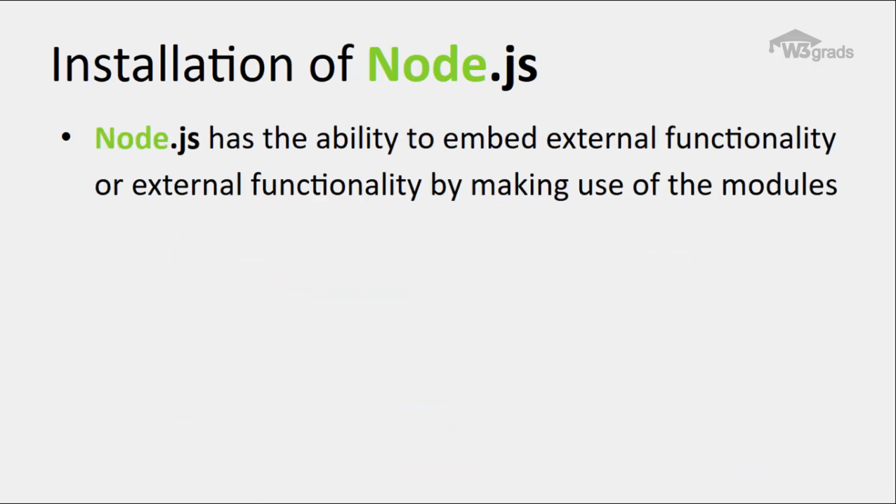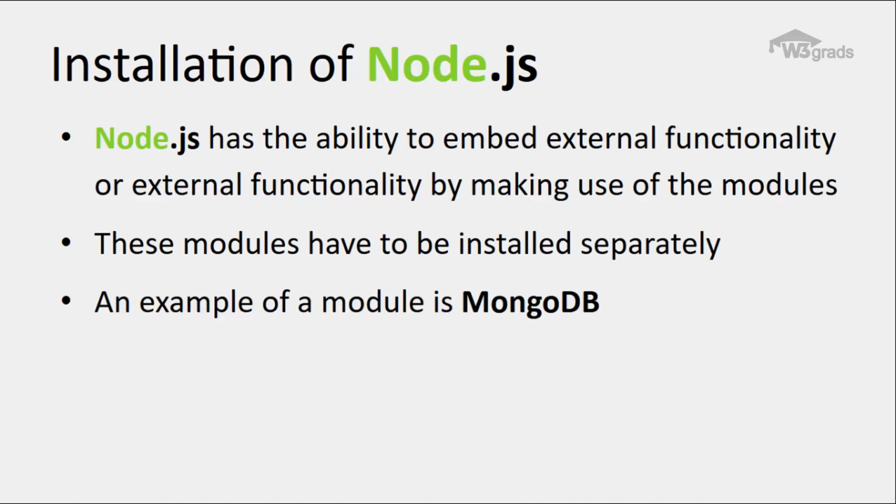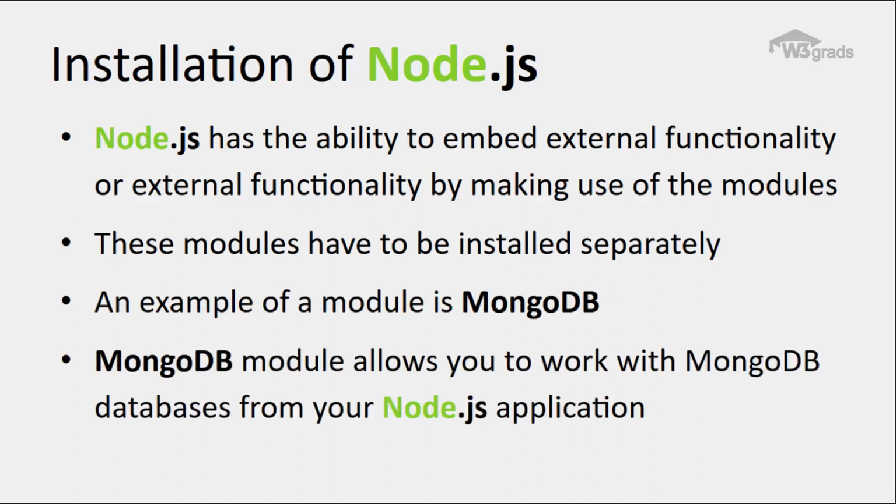Node.js also has the ability to embed external functionality, or extended functionality, by making use of custom modules. These modules have to be installed separately. An example of a module is the MongoDB module, which allows you to work with MongoDB databases from your Node.js application. Now, let us quickly begin with the installation of Node.js.